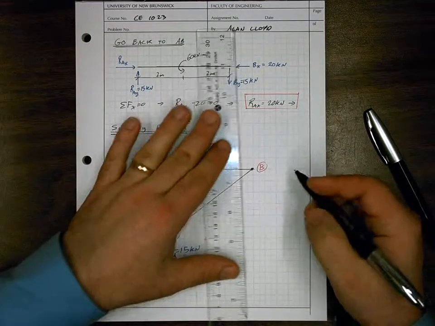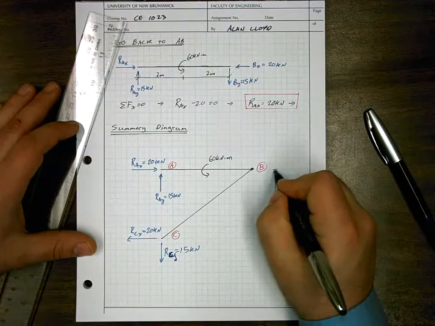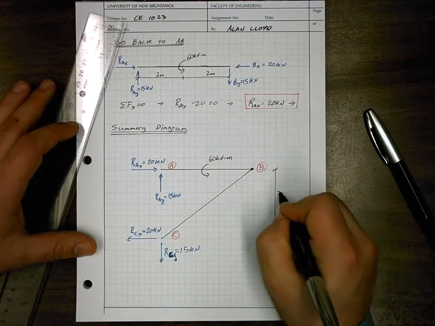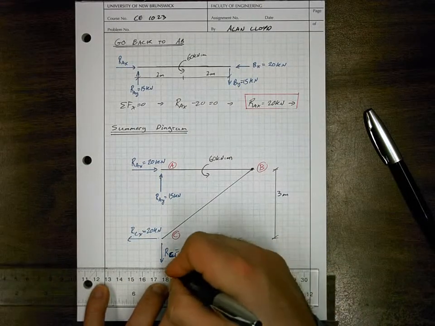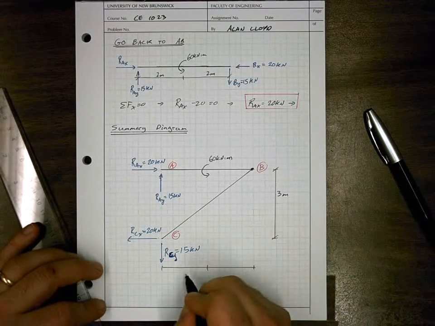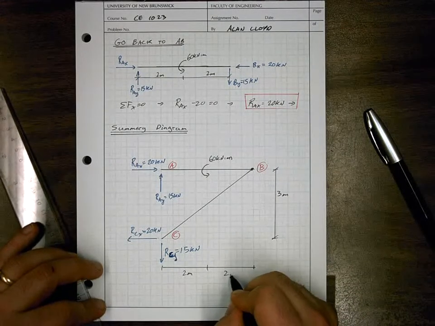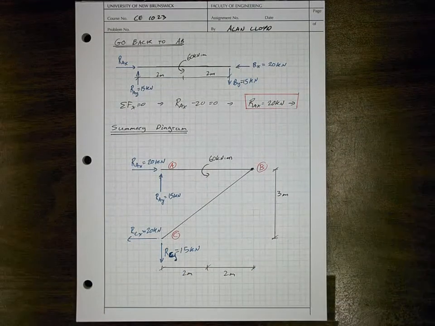And our final step in our summary diagram would be to include our dimensions. 3 meters, 2 meters, and 2 meters. So at that point, we finished the problem.